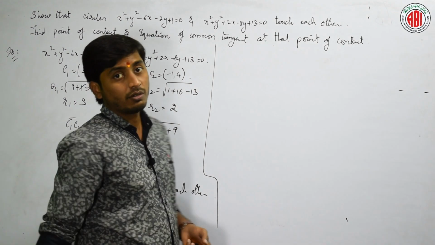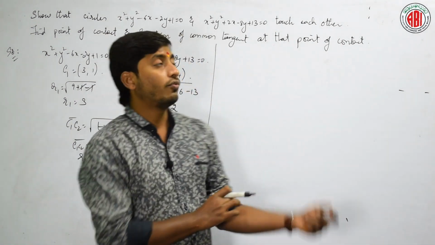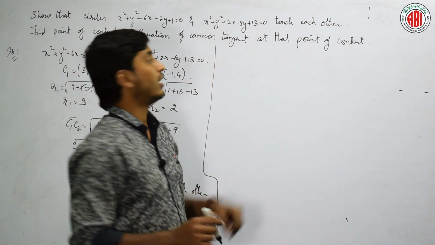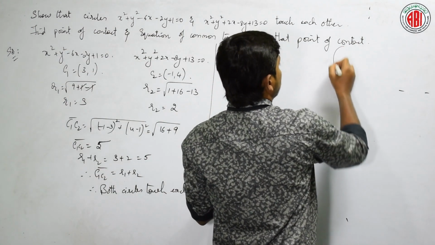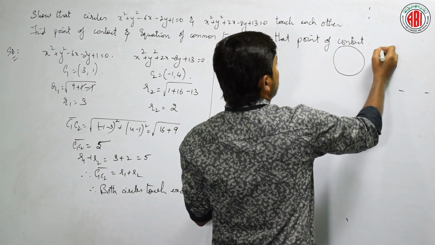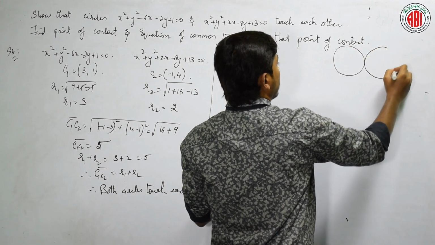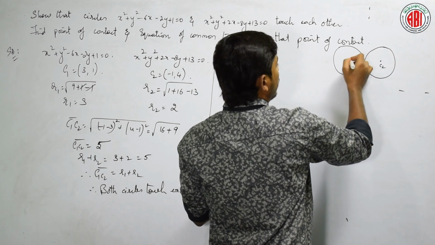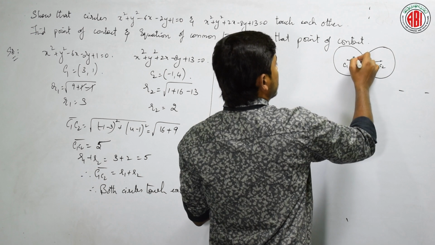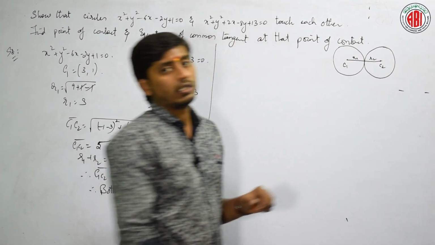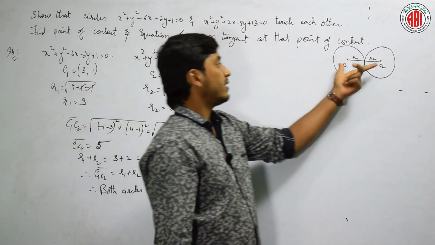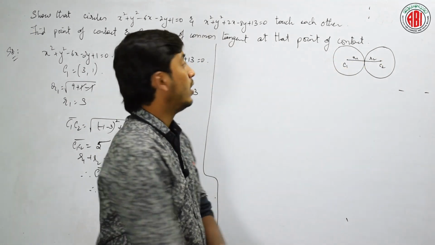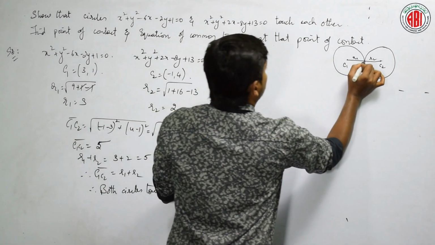What is the next condition now? He is asking to find the internal center of similitude, that is nothing but the point of contact. How do we find it? Just tell me. This is one circle, this is one more circle, right. C1, C2, this is R1 and this is R2, right. We found that the C1C2 distance is equal to R1 plus R2, yes. So now we have to find this point of contact.